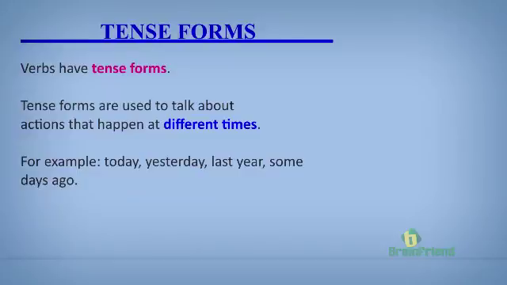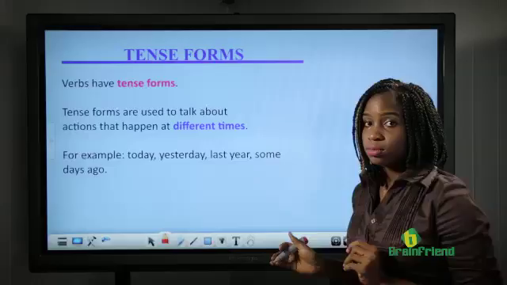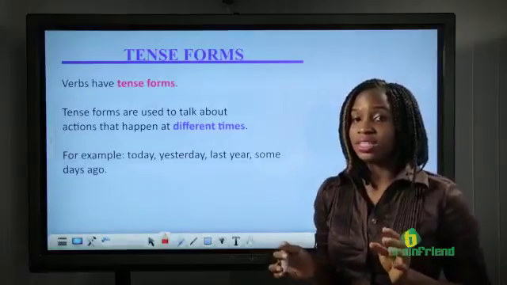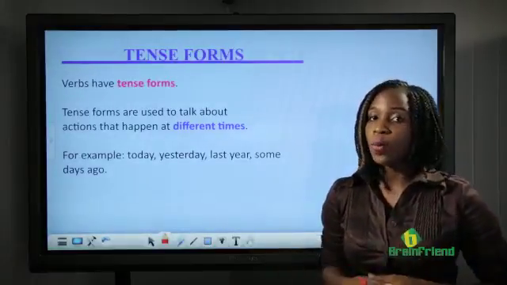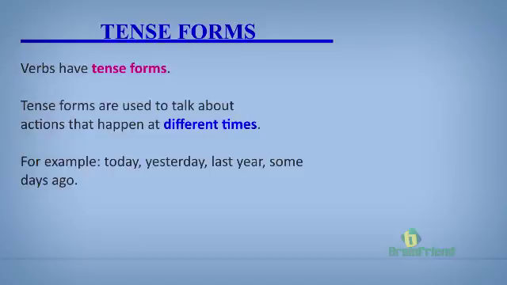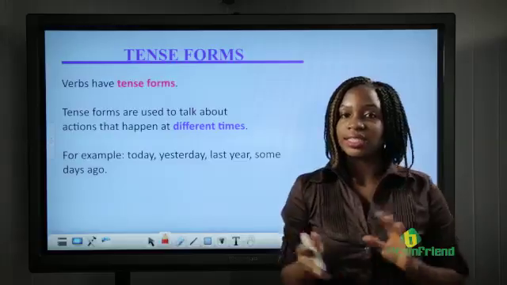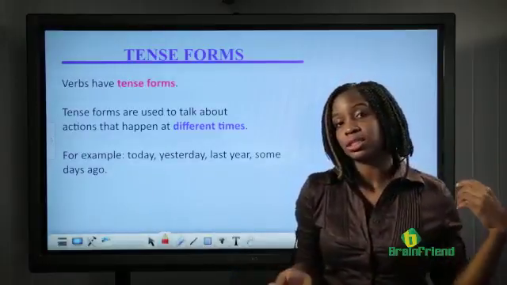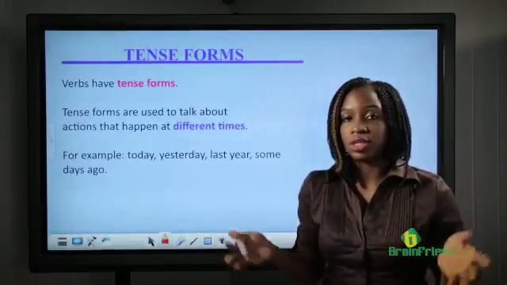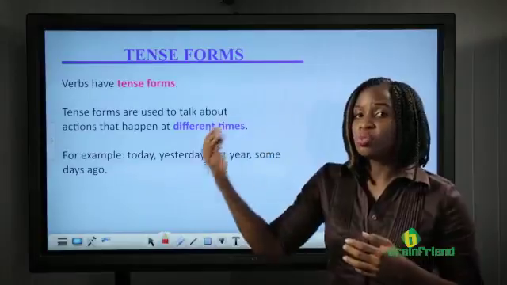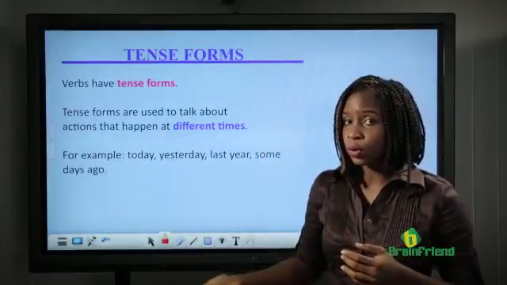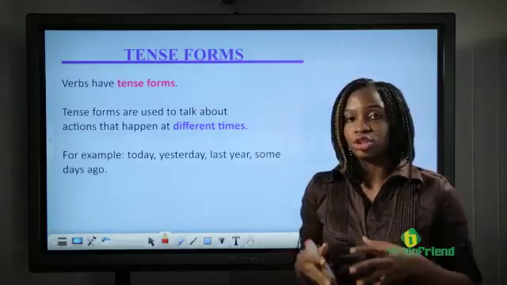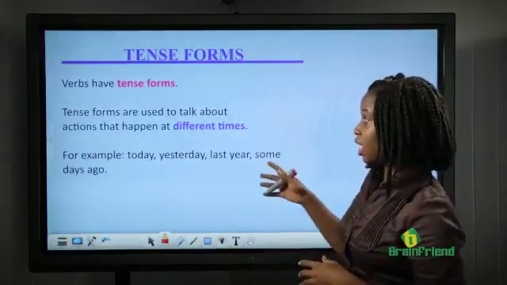Now we are going to go into tense forms. What are tense forms? Verbs have different tense forms, and tense forms help us to talk about actions or things that we do at different times. We do things every day. You must have done something yesterday. You've done things today. You're going to do things tomorrow and in the time to come. These different times that we carry out our actions are shown in tense forms.